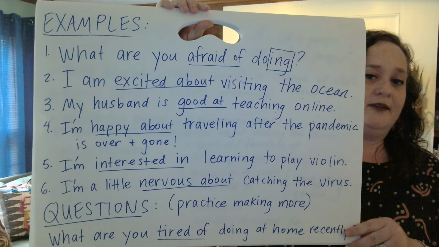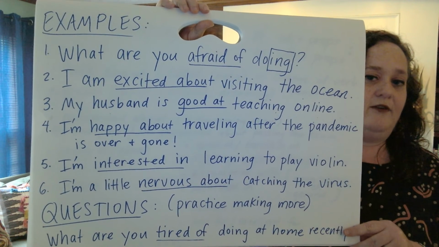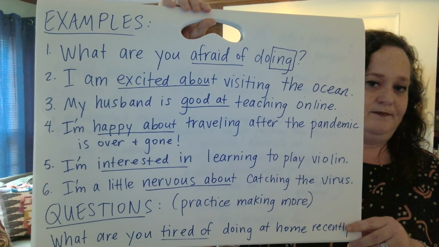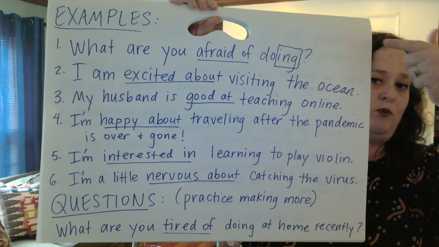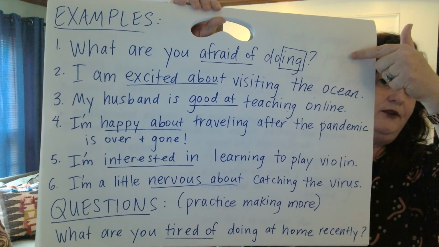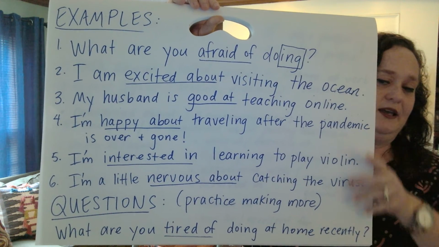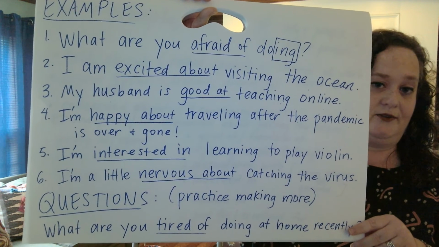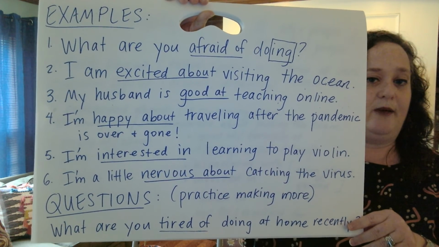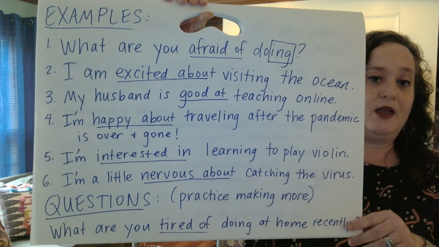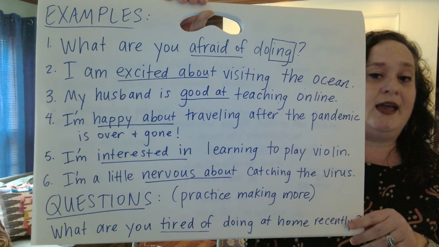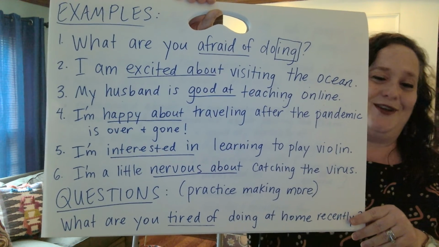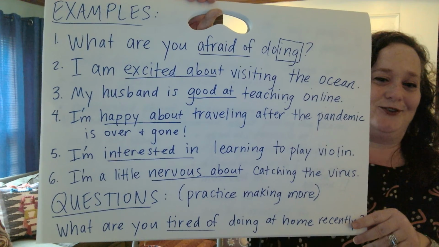I underlined the combination of the verb with preposition or the adjective with the preposition. And as you see here in number 1, I have circled ing. But you will notice in the following examples the gerunds there. So number 1 example is a question. What are you afraid of doing? Okay, maybe you can think to yourself, how would you answer this question?